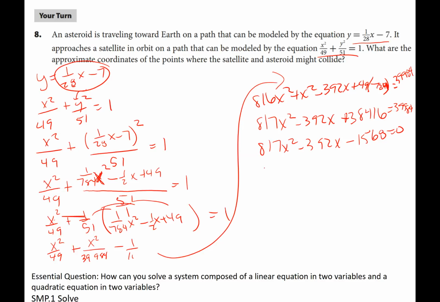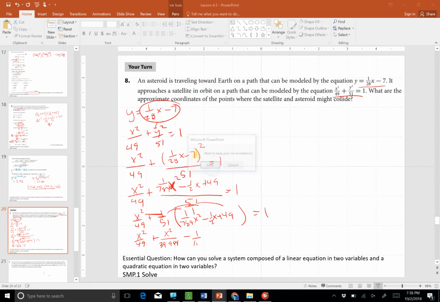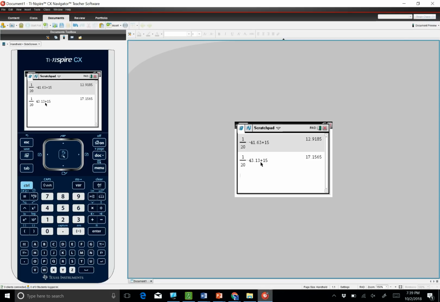So let's put it into our quadratic formula, and then we're going to hit some buttons. Okay. So we got that x equals negative b, negative 392, plus or minus the square root of b, 392 squared minus 4 times 817 times the negative 1568, all over 2 times 817. Okay. If it was me, I would put this all into the calculator at one time. And then we'll do our copy and paste thing to get that number. So let's practice doing that.